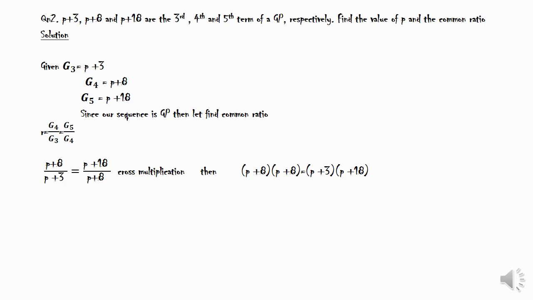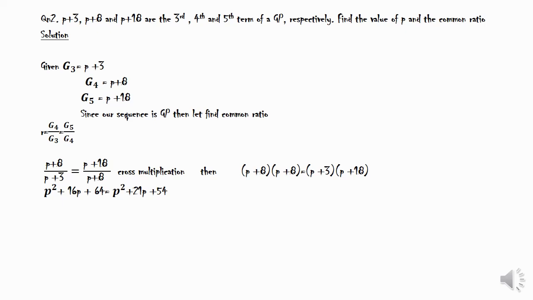So cross multiplication. After cross multiplication, you get bracket p plus 8 bracket p plus 8 is equal to p plus 3 times p plus 18. After multiplying, on the left hand side you get p squared plus 16p plus 64 is equal to, on the right hand side, p squared plus 21p plus 54, right?